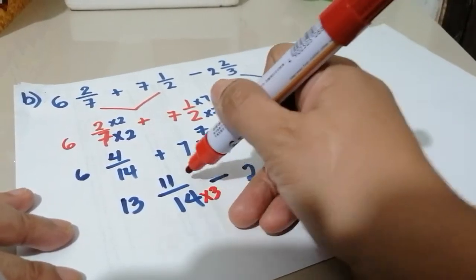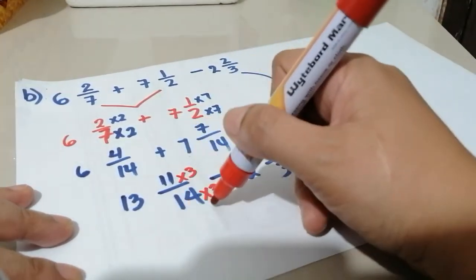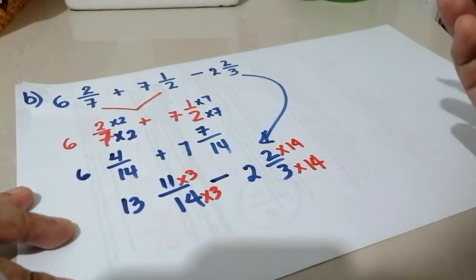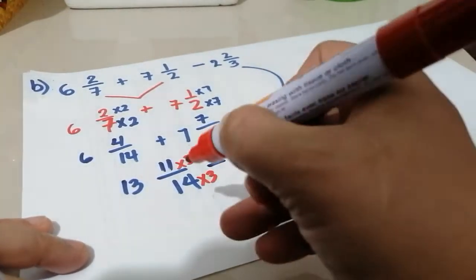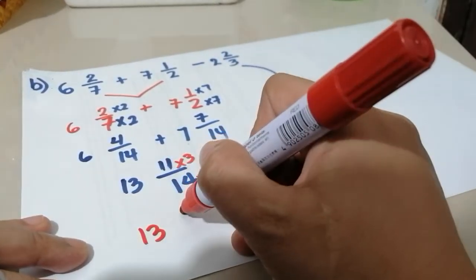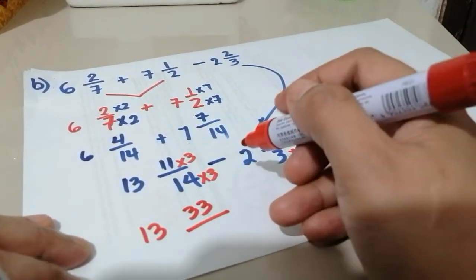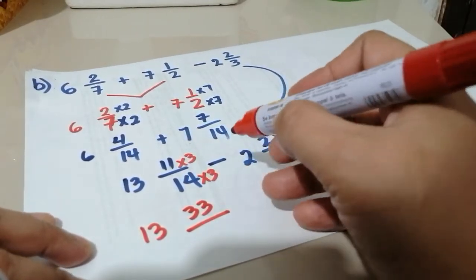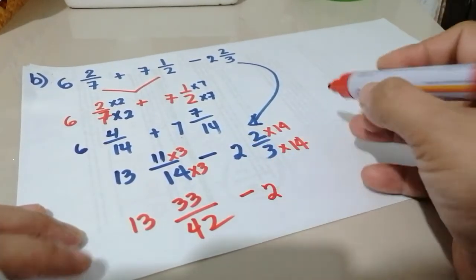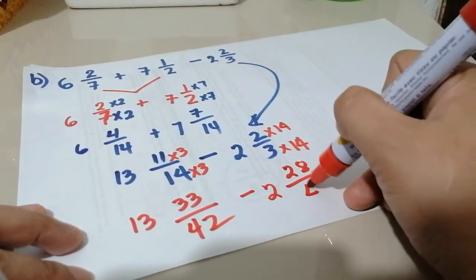So we need to multiply this whole thing by the denominator 3. So times 3 here, times 3, and this time 3 here, this part naman we have to multiply it by 14. Times 14 and times 14. Okay? So the new set of fraction will be 13, 11 times 3 is 33 over 14 times 3 is 42 minus 2. 2 times 14 is 28 over 42.